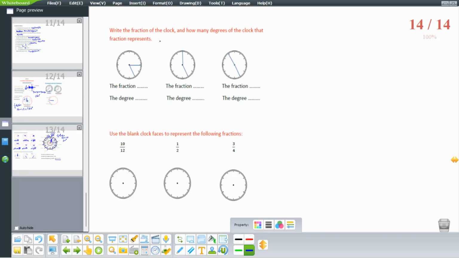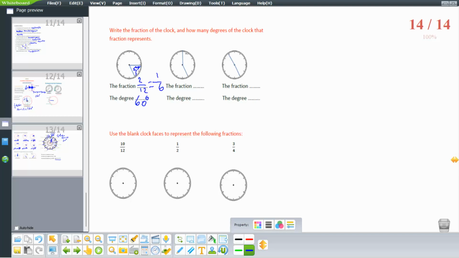Write the fraction of the clock and how many degrees of the clock that fraction represents. Here the fraction 1 over 12 and 1 over 12, meaning 2 over 12. If I want to simplify 2 over 12, it means 1 over 6. The degree 30 plus 30 equals 60.